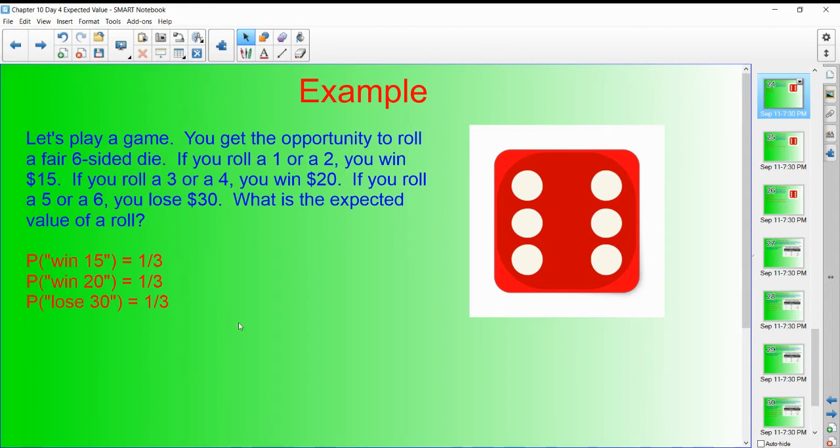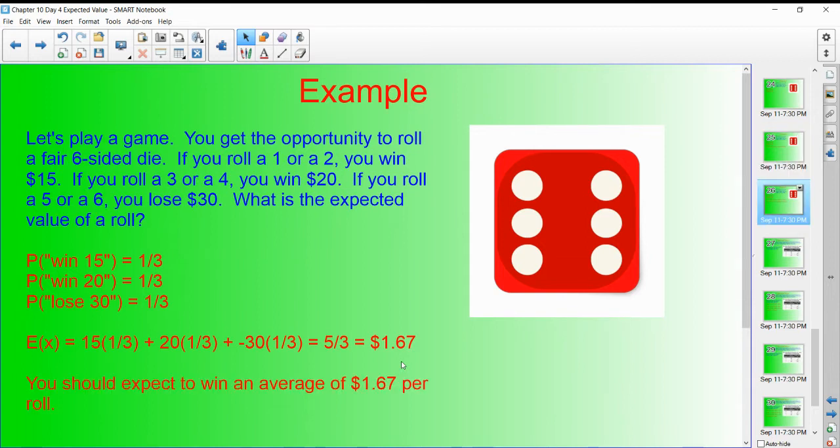So we have 3 outcomes, 3 probabilities. Now we got to multiply and add. We have to remember, though, if an outcome is negative, we can put a negative sign in. So this is negative 30. Positive 20, positive 15. Positive generally means I win. Negative means I lose money. And I wind up with 5/3 or 1.67, which means I win $1.67.